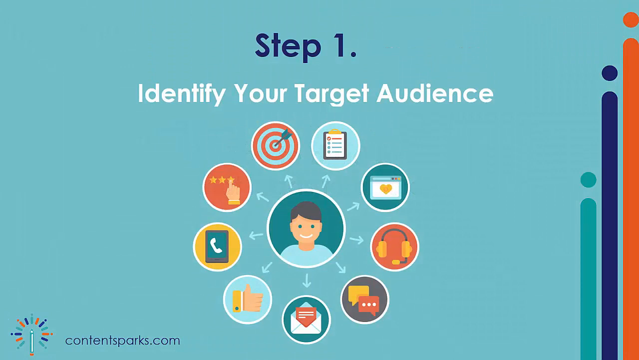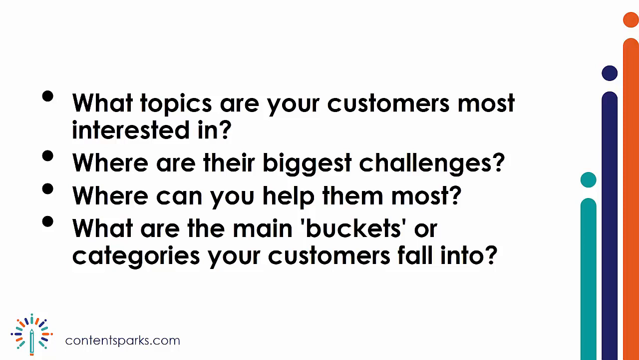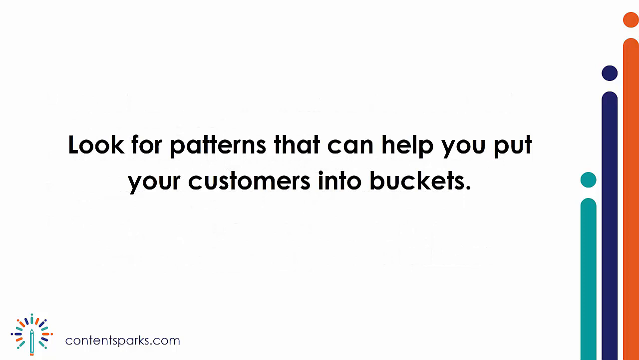So, step 1. First, as I mentioned before, the whole point of a content upgrade is to narrow your focus to people who are interested in a specific topic. That means first taking a look at your ideal customers and breaking them down into different categories and different interests. So to do that, you need to answer questions like, what topics are your customers most interested in? What are their biggest challenges? Where can you help them most? What are the main buckets or categories your customers fall into? Then look for patterns in your answers that can help you put your customers into those buckets.